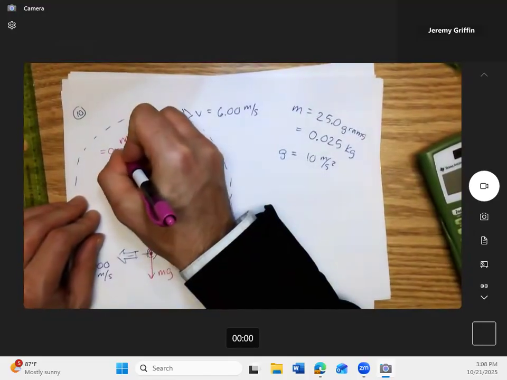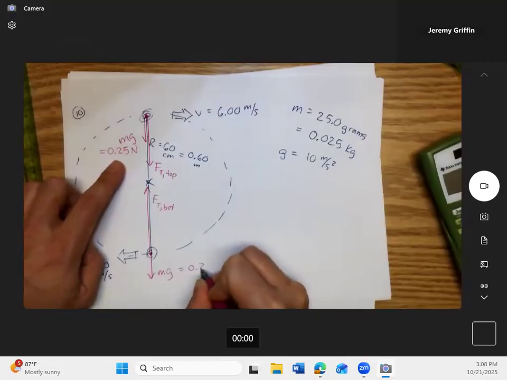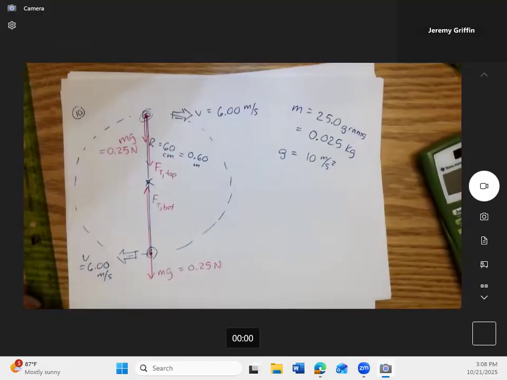0.25 newtons of weight. Right? And that's also true down here, 0.25 newtons of weight. Right? Is that fair?